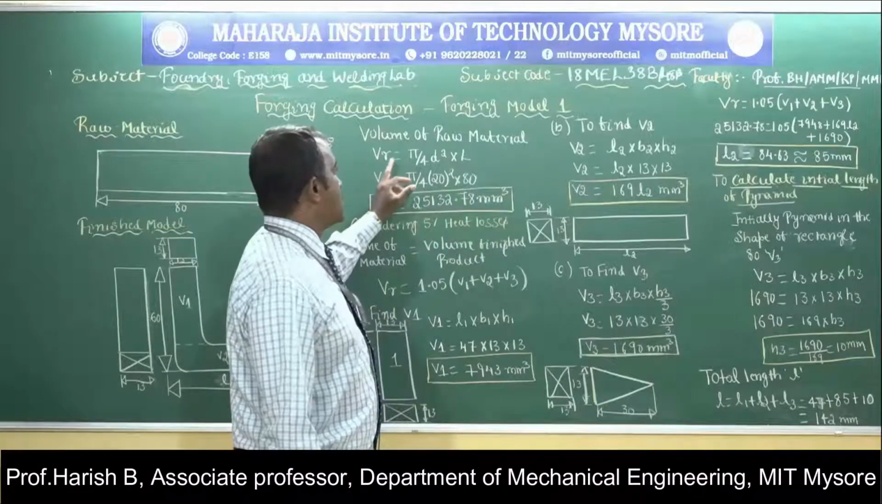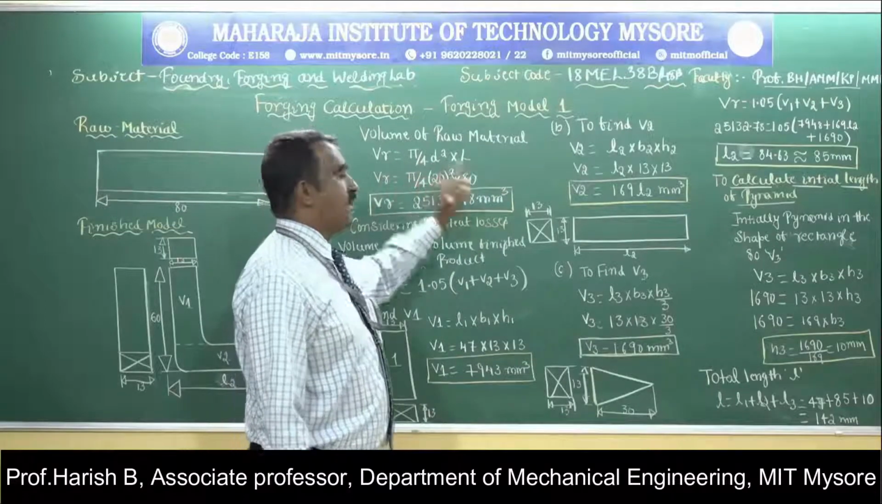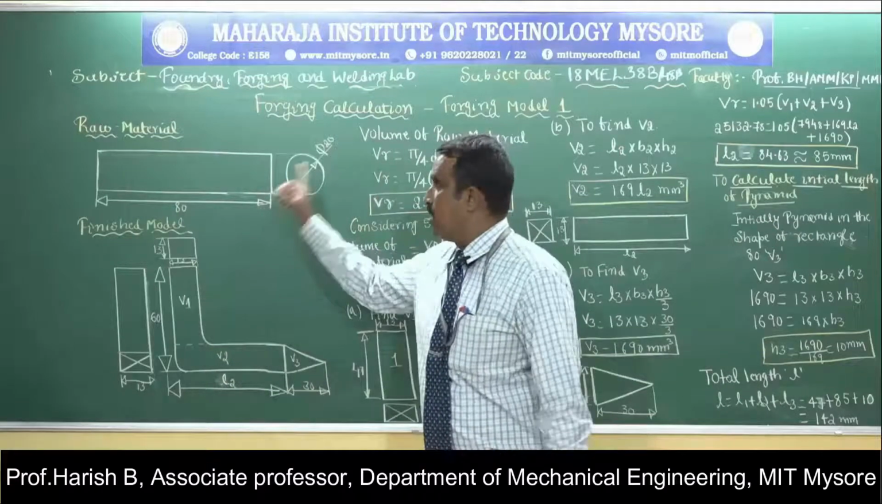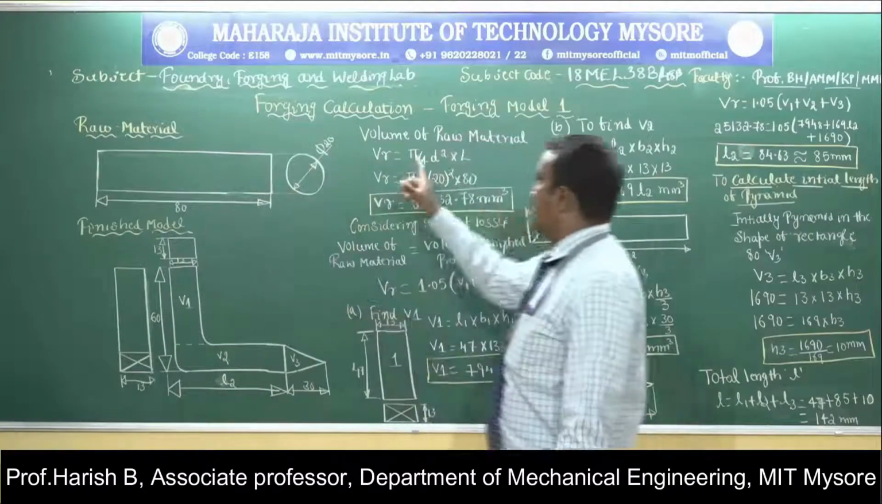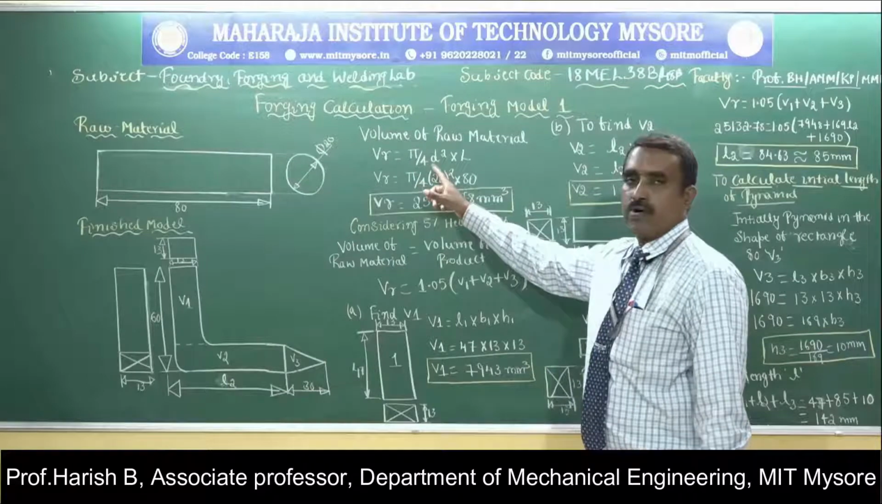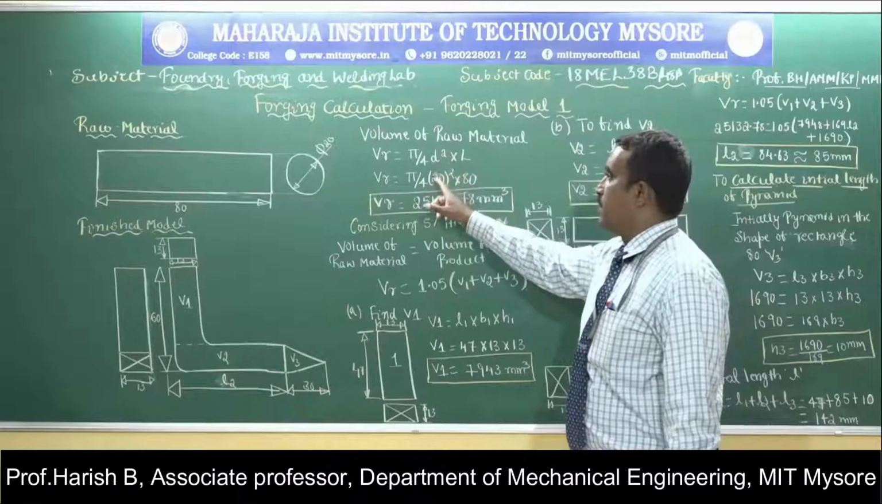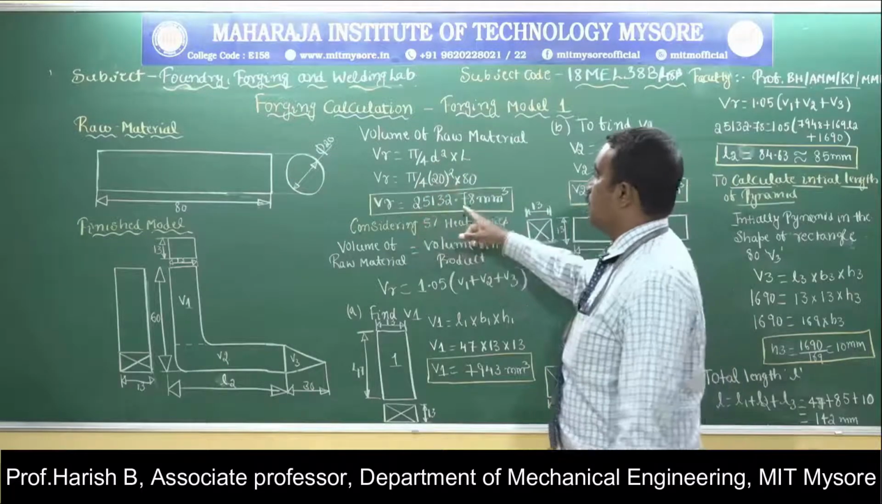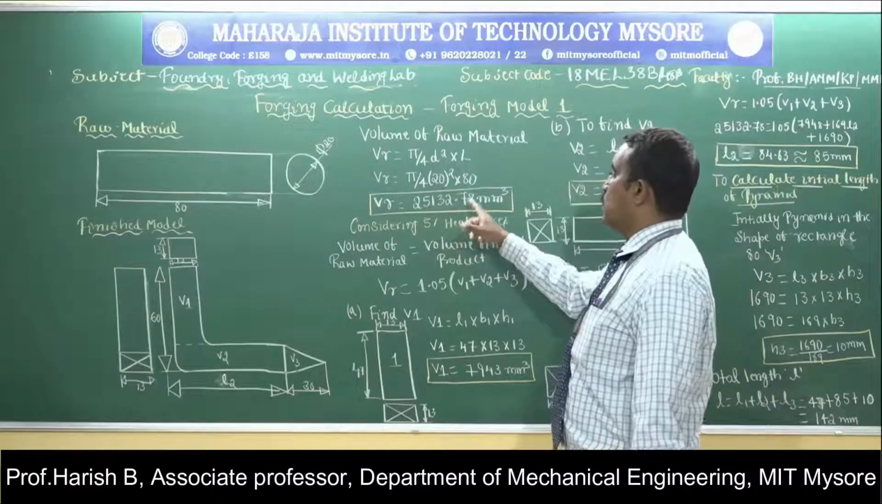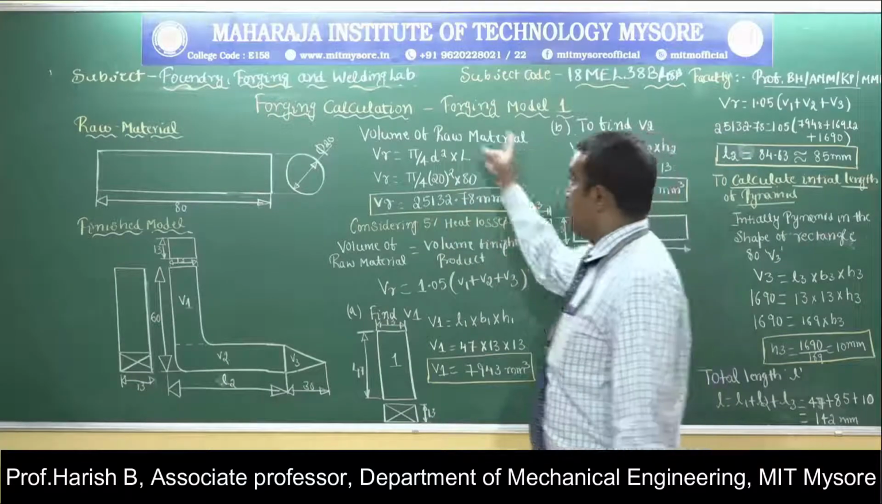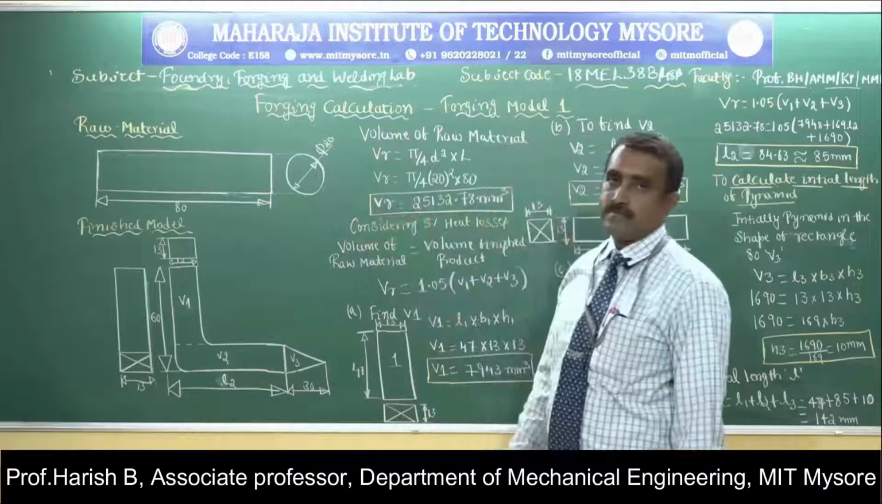That is VR equal to pi by 4 into d squared into L. Since it is a circular cross section, diameter is given, length is given. VR is equal to pi by 4 according to the formula, diameter 20 squared into L. So the total volume we get as 25132.78 meter cube. That is the volume of the raw material.